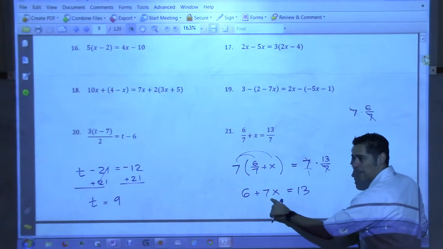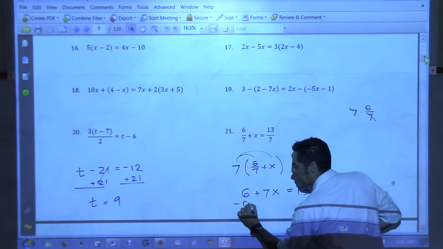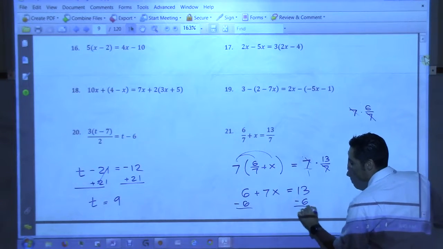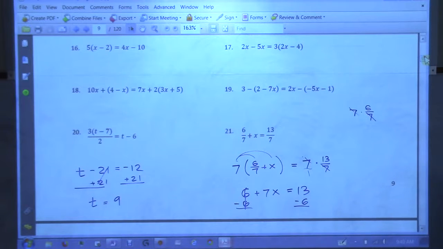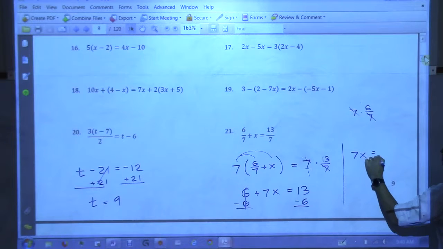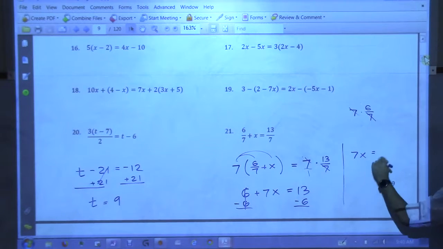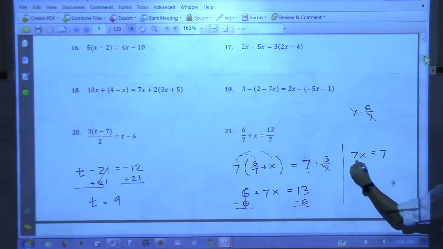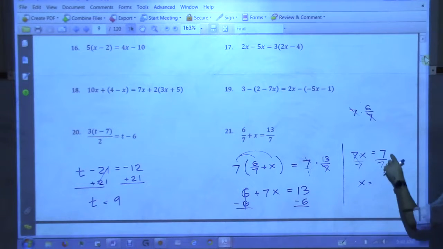So I want to get this by itself, right? So subtract 6. I think what you were answering was, would I accept that as the answer? No, I would not accept that as the answer. So subtract 6 on both sides, gone, and then we're left with what? 7x equals 7. And then divide both sides by 7, because this is multiplication. So divide both sides by 7, and you get what? X is 7 over 7, which is 1.